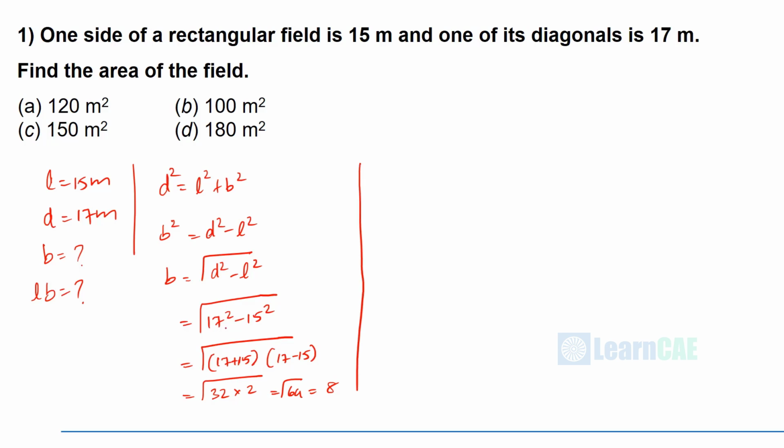You can solve by calculating the square of 17 and also square of 15, but it will take some more time. So as far as quantitative aptitude is concerned, you have to solve as quickly as possible. So try to use the shortcuts as much as possible. Now we have got the length and breadth. Let us find the area.